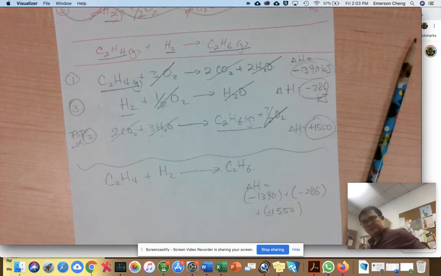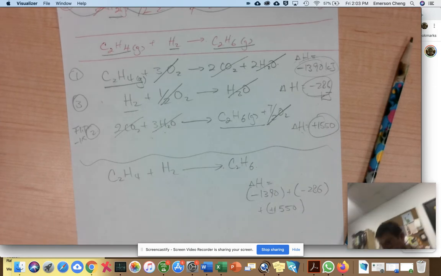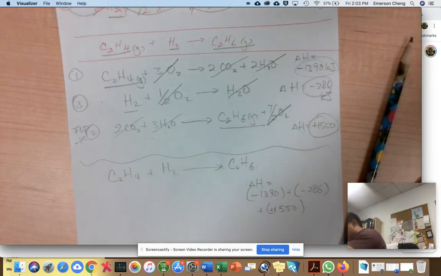Where's my calculator? So much for being organized.